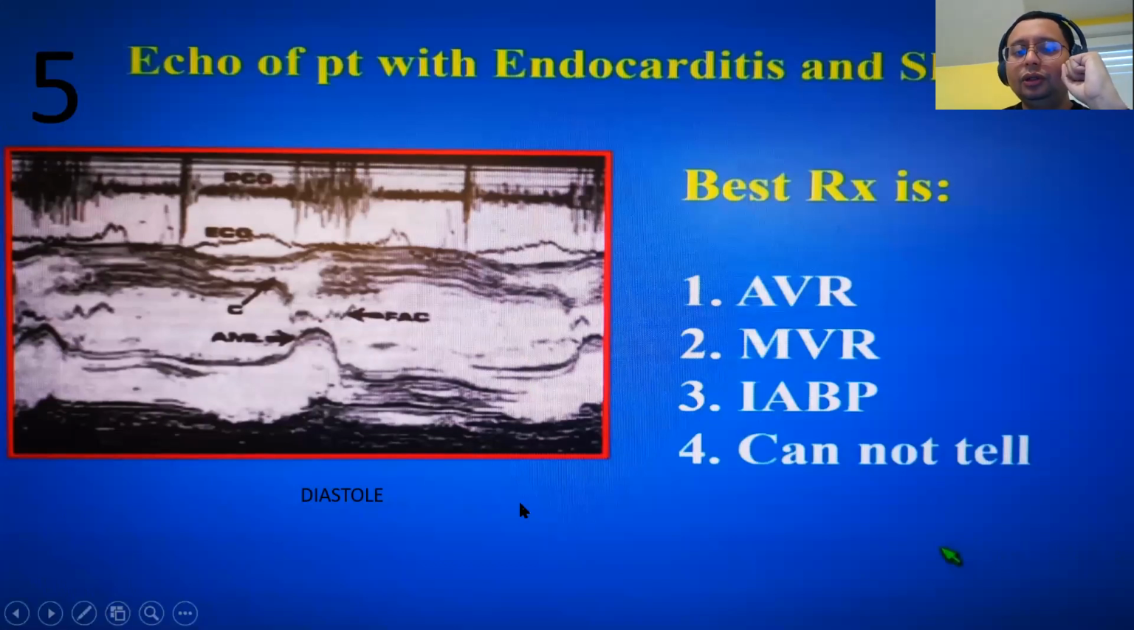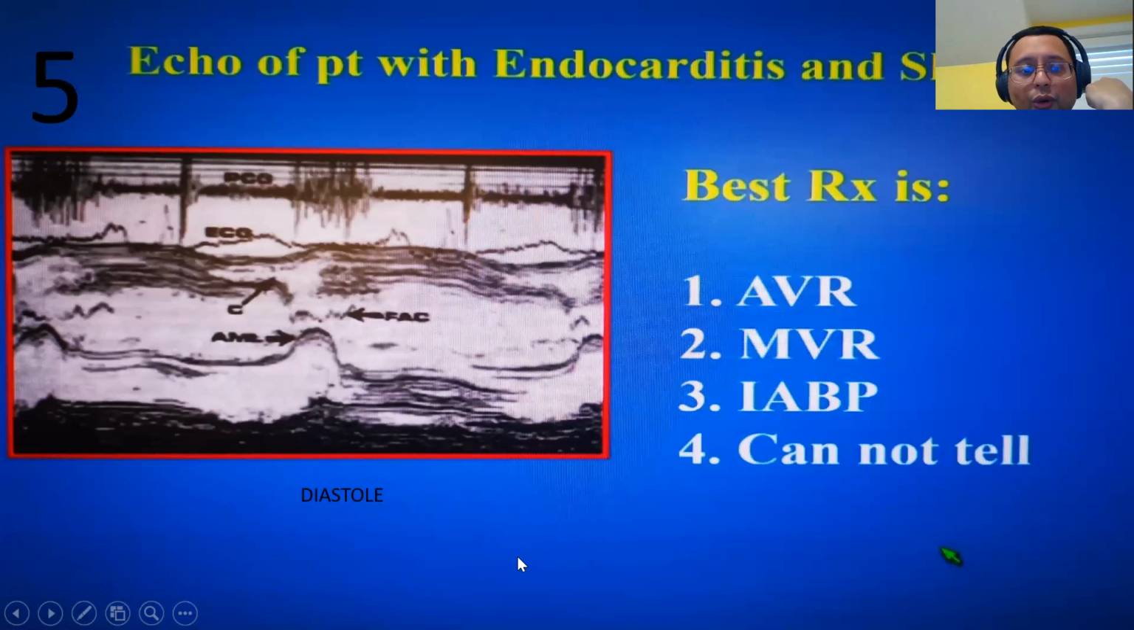Okay. So they show you that this is the anterior mitral valve leaflet. So you know that this is M mode across the mitral valve. Okay. So what is the best treatment here? So what is happening here? So I just wanted to tell you what is happening here.